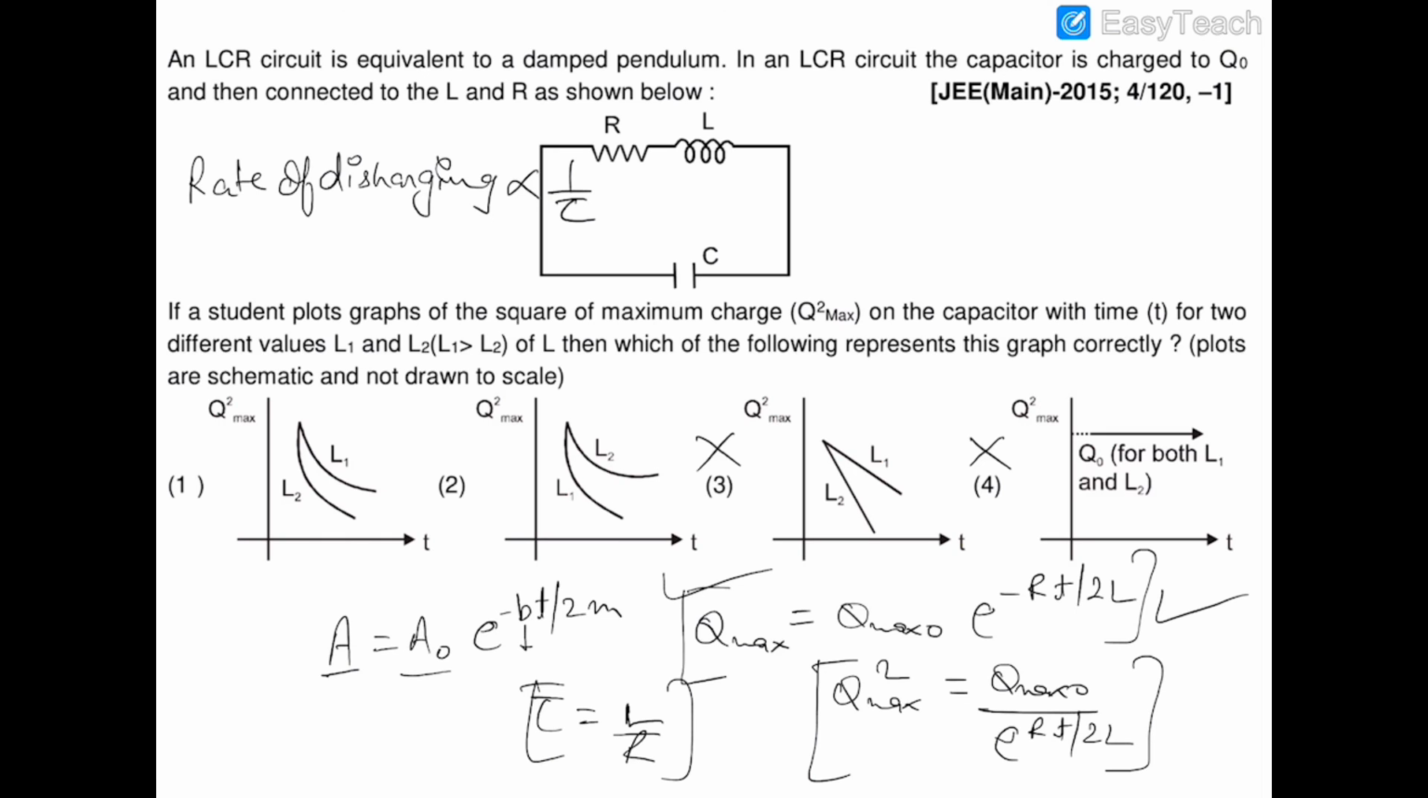So in this case we can see that the inductance L1 is greater than L2. So if L1 is greater than L2, then the time constant tau 1 will be greater than tau 2, and if tau 1 is greater than tau 2, then the rate of discharging of 2 will be faster. So you can see in option number 1, the rate of discharging of 2 is faster than the rate of discharging of 1. So the correct option will be option number 1. Thank you.